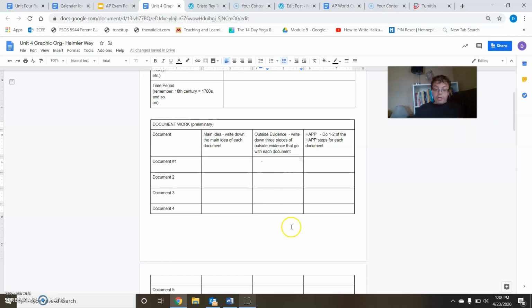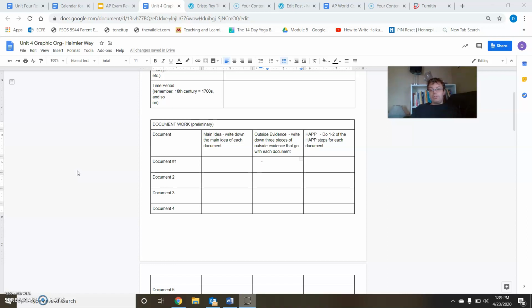So find 3 of these 5 documents and just note something that's outside evidence for these documents. There's different things I could put down. For document 1 after reading, I could put down the Reconquista, how the Spanish were really willing to promote Catholicism and spread it because of the Reconquista, taking Spain back from the Muslims. I could put that Catholics wanted to spread their religion because they were afraid of losing it because of the Protestant Reformation. All of those things could work.